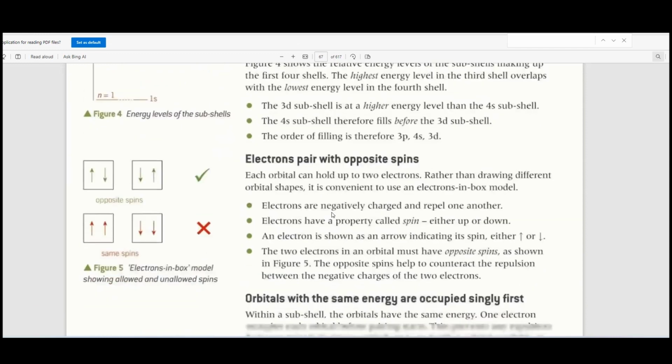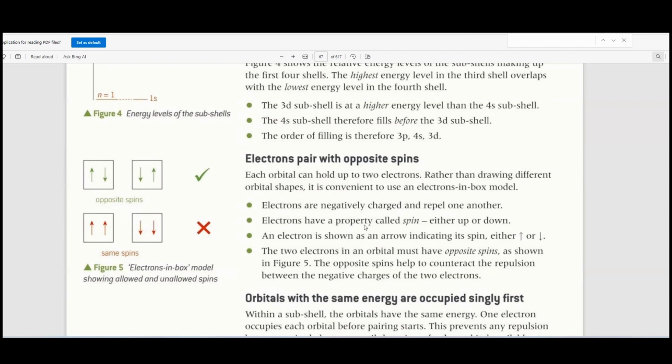Electrons pair with opposite spins. Each orbital can hold up to two electrons, we already know. Rather than drawing different orbital shapes, it is convenient to use an electron in box model. So it's an electron in box model on the left, I think. Electrons are negatively charged and repel one another. So these are the things that we need to keep in mind. They are negatively charged and repel each other.